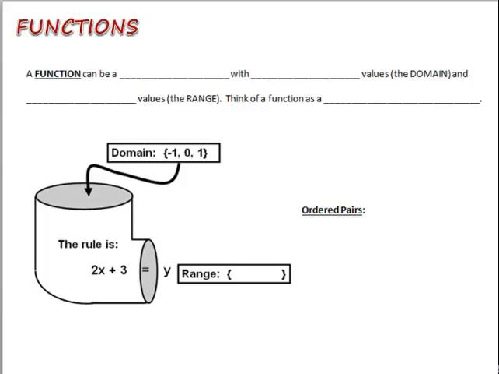Here we go. What is a function? A function is basically a relation, which we talked about yesterday. Remember, a relation is just a set of ordered pairs with x values, which are called the domain, and y values, which are called the range. Remember, we talked about that yesterday, okay?